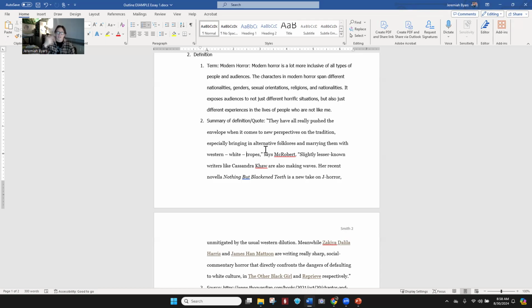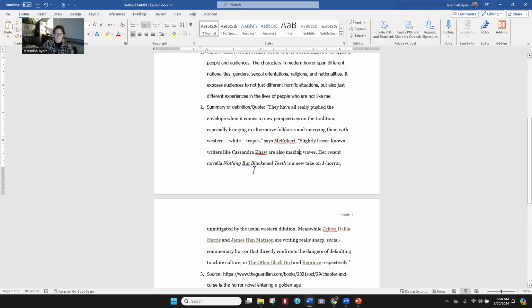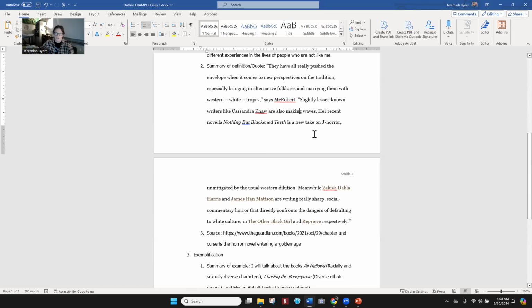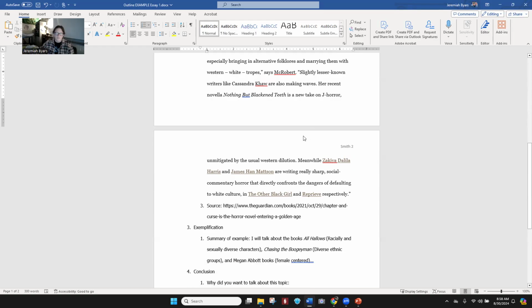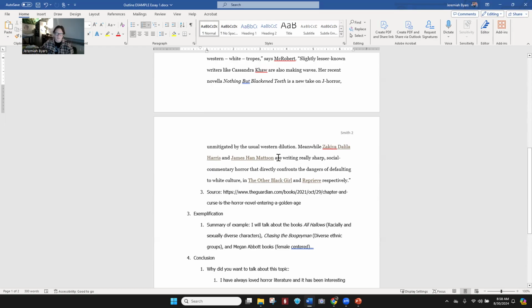these interesting, dark, twisted characters from other cultures have definitely, in the last 20 years, made their way into your traditionally American storylines. So that's great. Slightly lesser known writers like Cassandra Khaw are also making waves. Her recent novella, Nothing But Blackened Teeth, is a new take on J-horror, unmitigated by the usual Western dilution. Meanwhile, these people are writing really sharp social commentary horror.